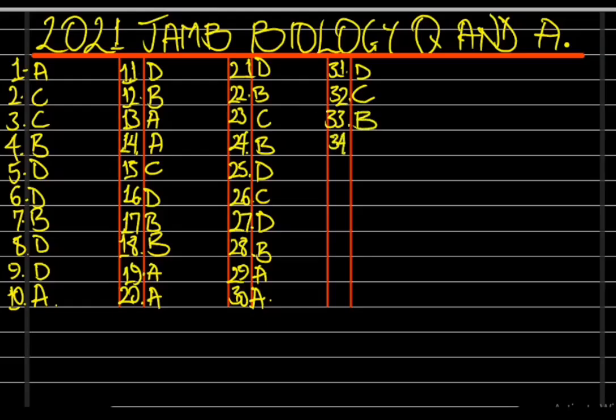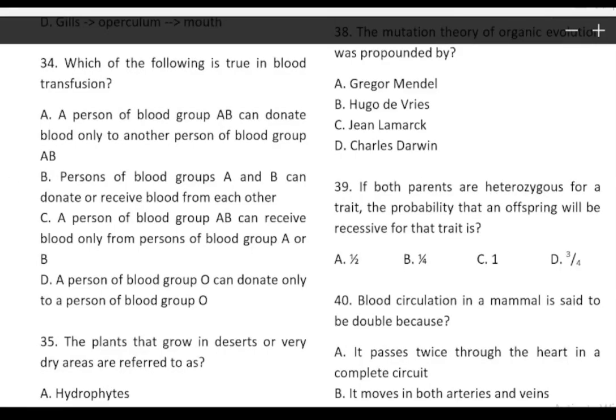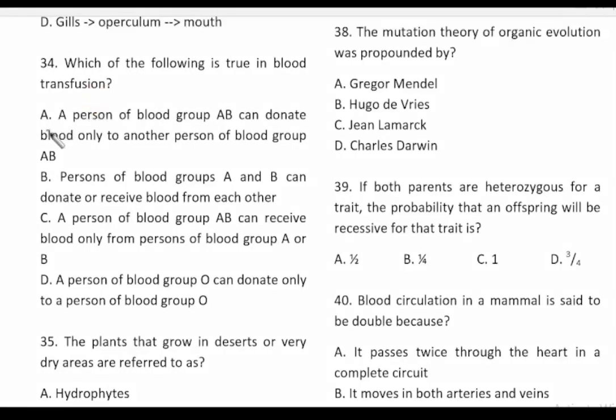And then we have question 34. Which of the following is true in blood transfusion? A, a person of blood group AB can donate blood only to another person of blood group AB. B, persons of blood groups A and B can donate or receive blood from each other. C, a person of blood group AB can receive blood only from persons of blood group A or B. And D, a person of blood group O can donate only to a person of blood group O.